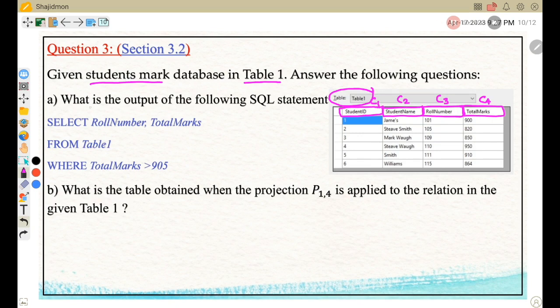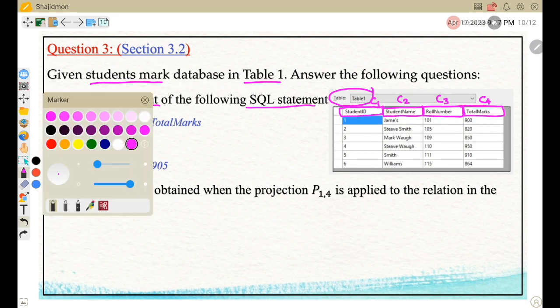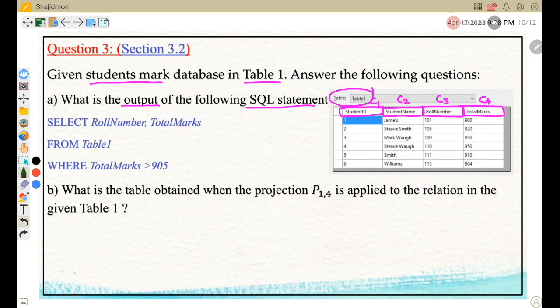Now what is our question? What is the output of the following SQL statement? One SQL statement is given. What is the output of that SQL statement? That is the question. So what is the SQL statement here? Select. Selection is the operation. Select the roll number and total mark. That means select the columns roll number and total mark. Roll number means column number 3 and total mark means column number 4. Select these two columns. From where do we need to select? From table 1. Our table name is table number 1.